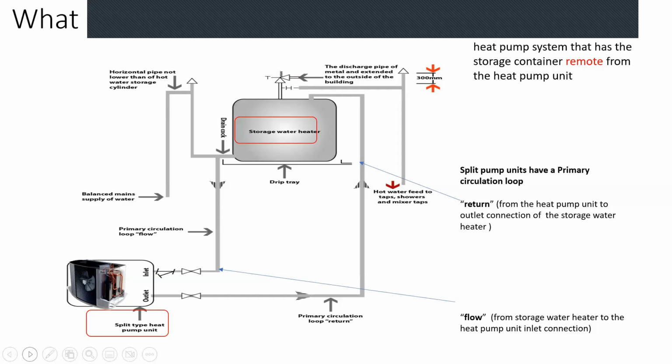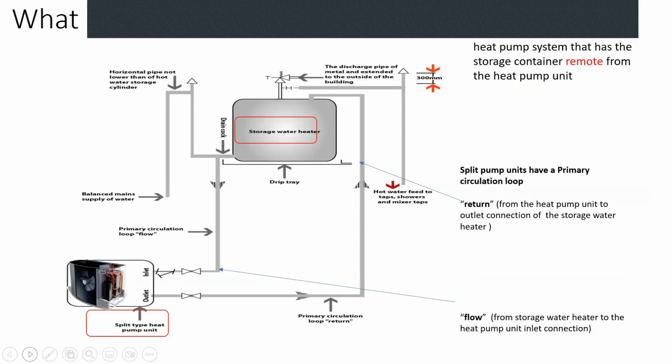but there's two. There's a return and a flow loop, and I just want to explain it. It will take 2 minutes just to quickly explain something because it is important. The flow is basically from the storage water heater to the heat pump unit inlet connection. Let's just touch on flow first. It's from the storage water heater to the heat pump unit inlet connection. The return, you look at the outlet on the picture at the bottom, that's the outlet, and that is returning to the outlet connection of the storage water heater.